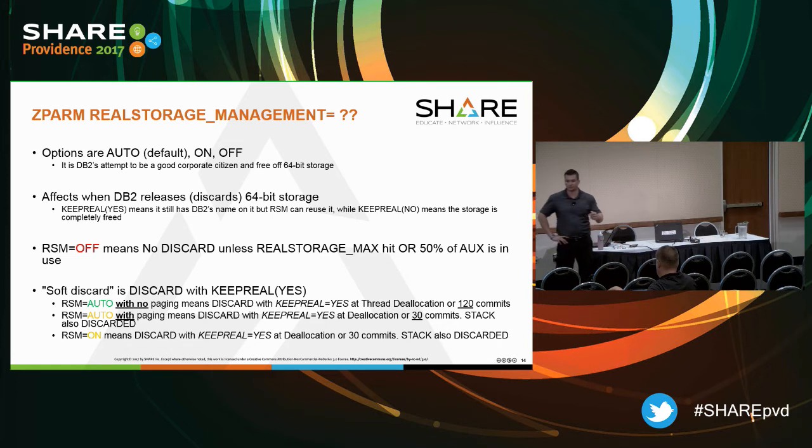What it says is this ZPARM is for DB2 to be a good corporate citizen and relieve some of the thread storage after the thread deallocates or so many commits. It's us taking our 64-bit shared storage that we're using for threads and giving it back. Because if you look on your storage mapping, DB2 looks like it uses a lot in high shared, right? Because z/OS can't accurately count how many frames we're using, so we look overinflated on the chart. So there are 3 settings for this: on, auto, and off. Auto is there by default. That's what you get, which means after 120 commits or deallocate, we give the storage back to z/OS.